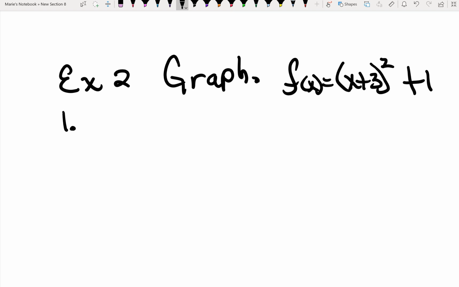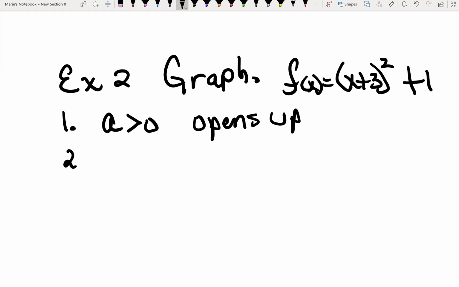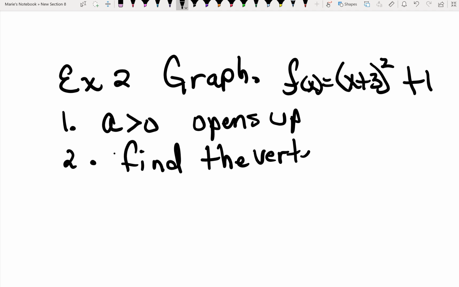So in step 1, the a value is positive because it is greater than 0. So it opens up. And you can see that right in front of here. There's nothing, it's just a plus. Step 2, we're going to find the vertex. And to do that, remember the x value here is always the opposite sign. So this will be (negative 3, 1).